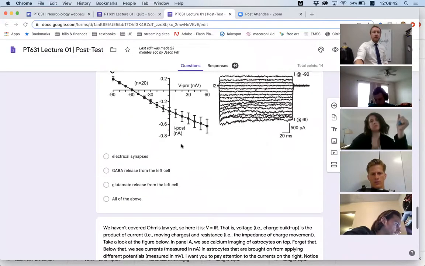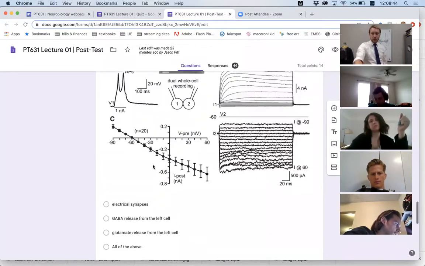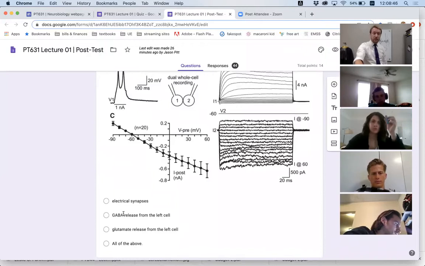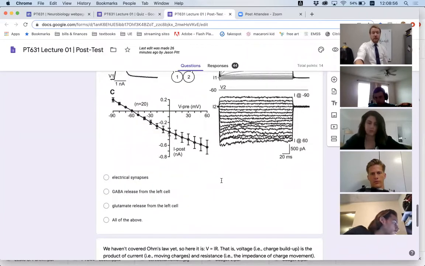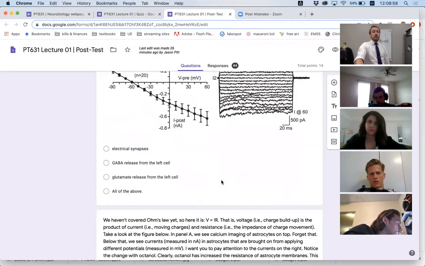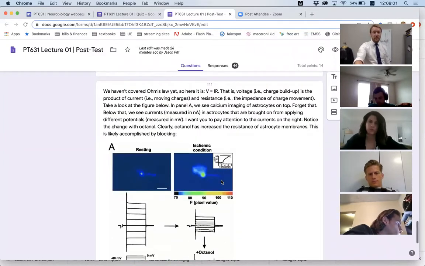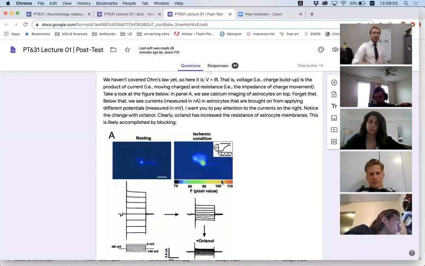So could this be explained by electrical synapses? Absolutely. Could it be explained by GABA release from the left cell? No, GABA is not going to depolarize us. How about glutamate release? No, glutamate's not going to hyperpolarize us. This is only explained by electrical synapses. Please don't just pick all of the above. I know that trick. This is the one we probably need to look at.